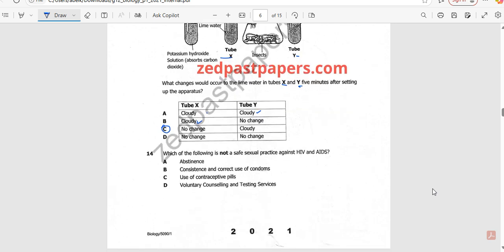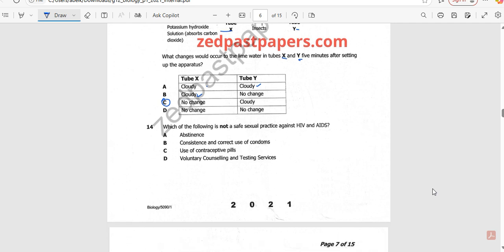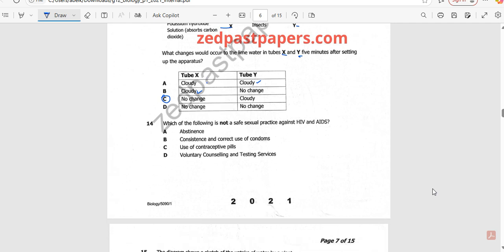The answer is C there. Which of the following is not a safe sexual practice against HIV and AIDS? It's not a safe practice.